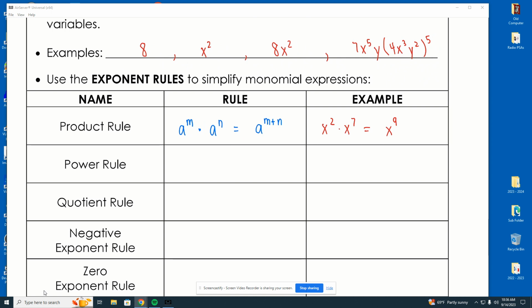You're also probably familiar with the power rule. The power rule is a little different because it only has one base that has an exponent, but it's being raised to another exponent. Now, won't my base stay the same? But this time, I'm not going to do what with my exponents? I'm not going to add them. This time, when I have a power to a power, I do what? I multiply my exponents.